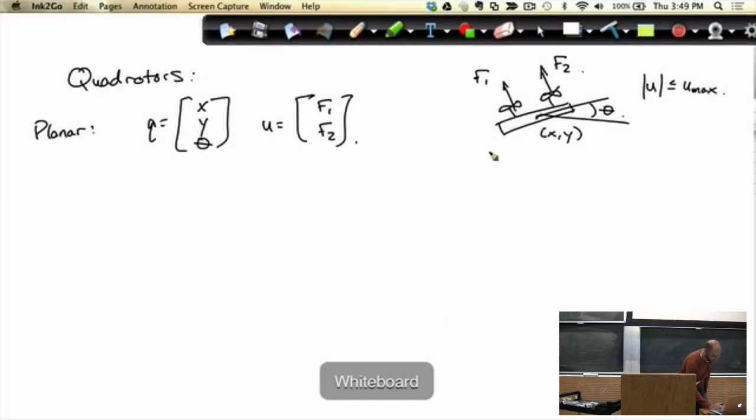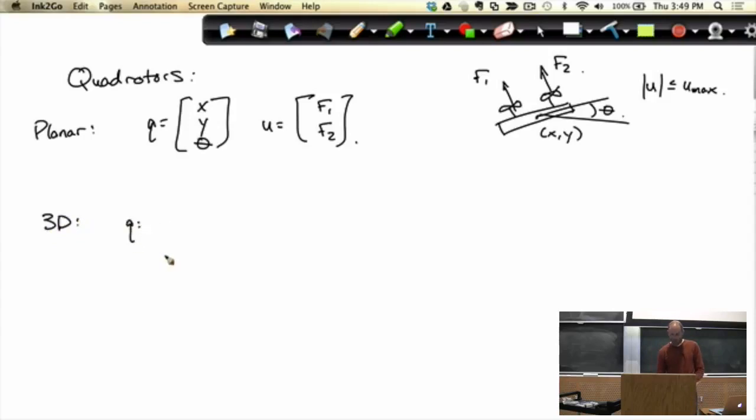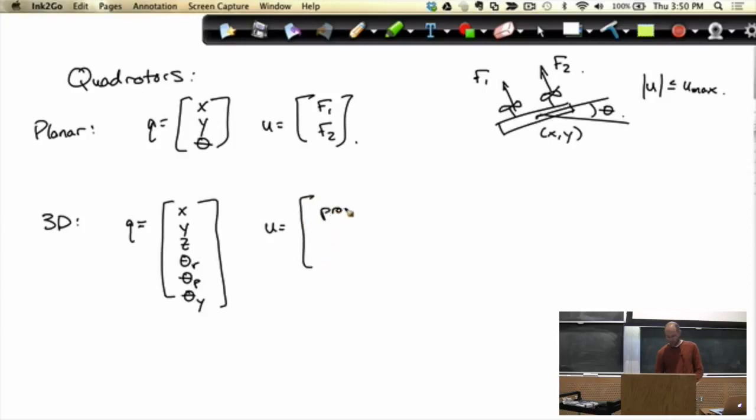If you think about the 3D case, then the problem gets a lot more interesting because you have a choice for how you're going to write your state space. For now, let's just write it like x, y, z, and then roll, pitch, and yaw. And then my u is going to be my 4 rotors, my 4 propellers.